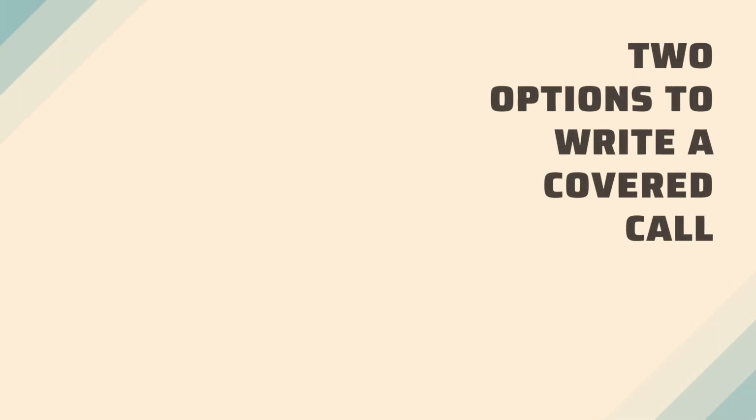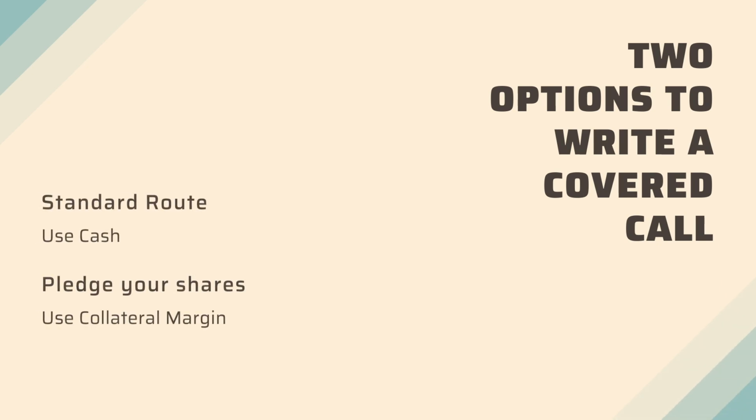Once you purchase the stock, it might take a day or two for it to appear in the holdings section of your account. You have two options then to write a covered call. Either go the standard route, that is, if you have enough cash in your account, you can short a call using the same. The second option would be to pledge your shares for collateral margin, which you will receive after a percentage deduction called a haircut.